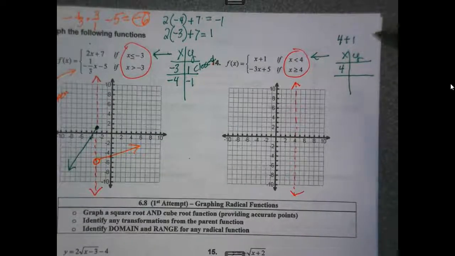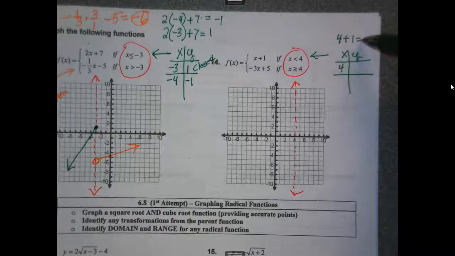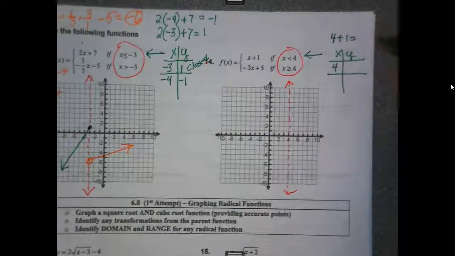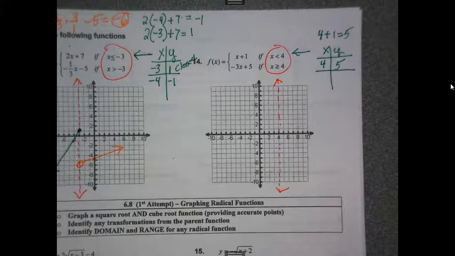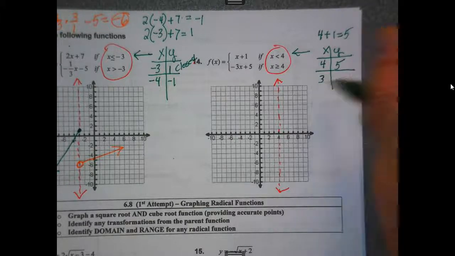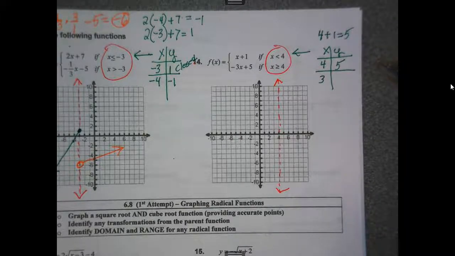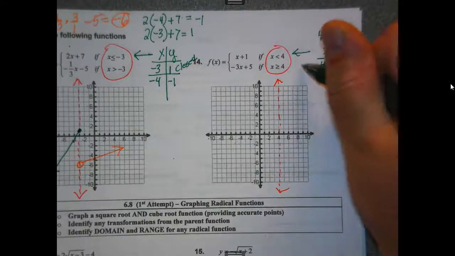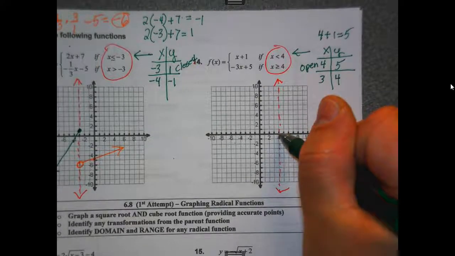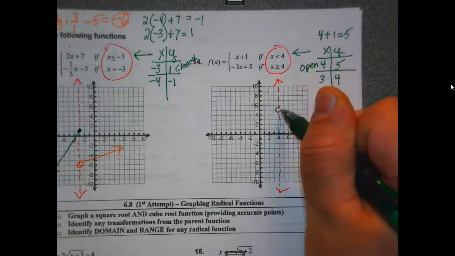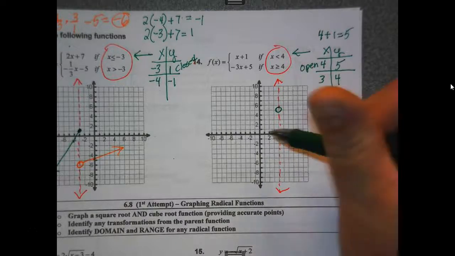Okay. 4 plus 1, 5. Okay, give me a number less than 4. 3. 3 is less than 4. 3 plus 1. Open or closed circle? Okay, 4, 5. 4, 5, open circle. 3, 4.